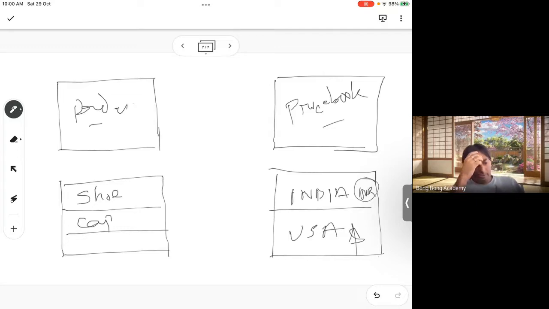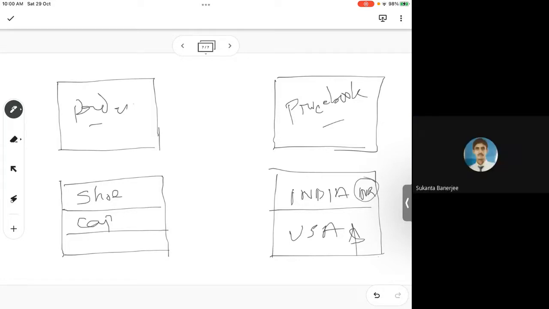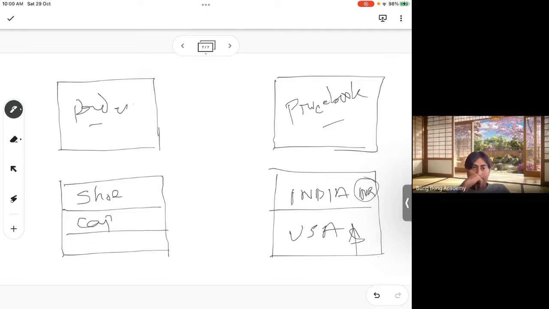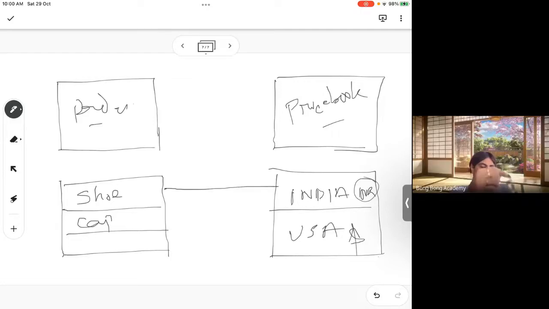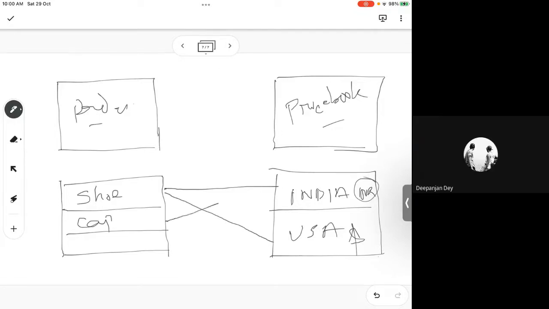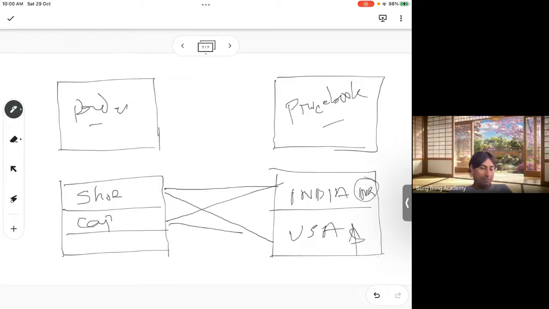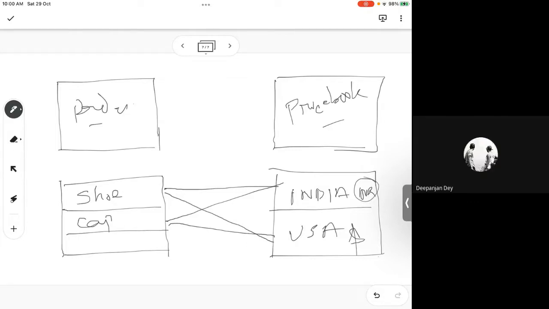What is the relationship between price book and product? One to many. Which side is one? Shoe is there in the India menu card. Shoe is also there in the US menu card. Cap is also there in the India menu card. Cap is also there in the US menu card. So it will be many to many.